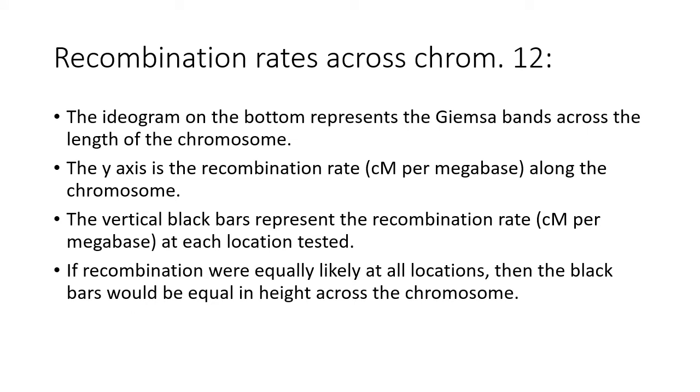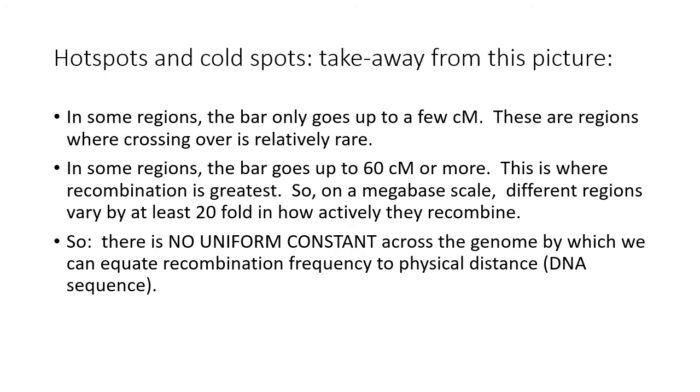So this is what I just said. If recombination were equally likely at all locations, then the little black bars would be equal across the chromosome, and nothing could be further from the truth. There is no uniform constant across the genome by which we can equate recombination frequency to DNA sequence.